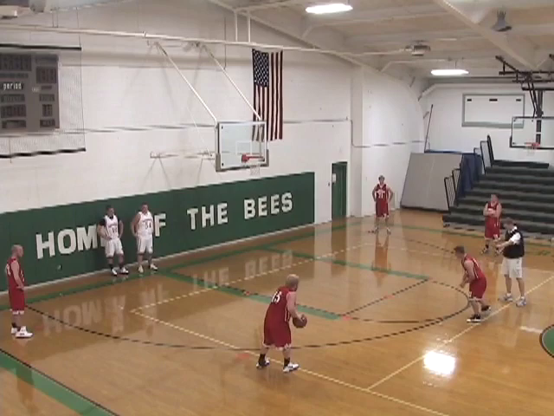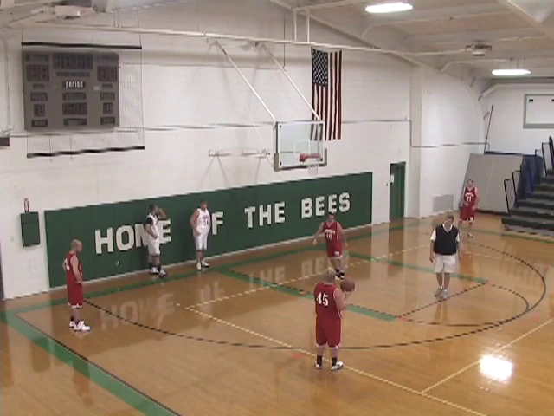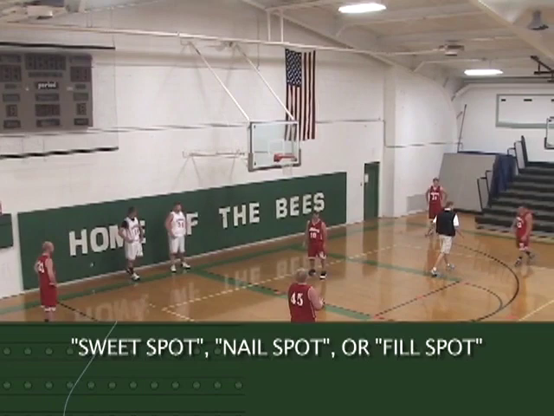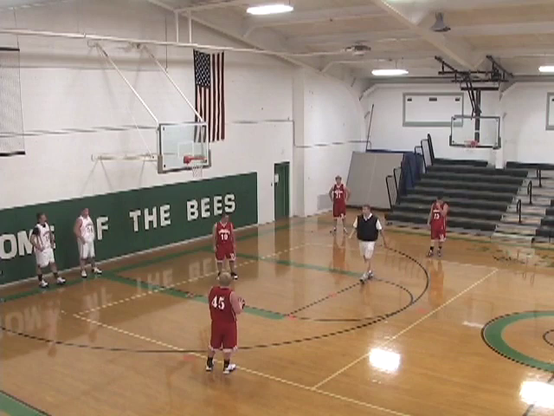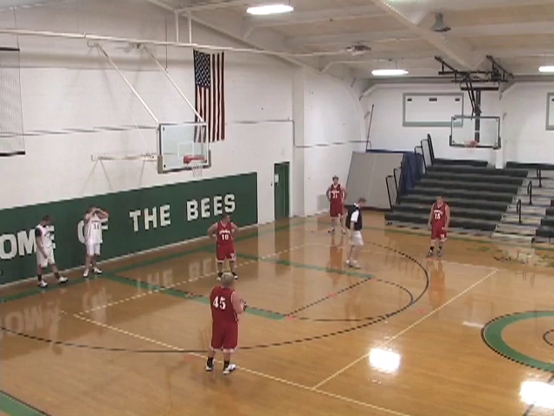Now, what we have here is an X that is right here at the free throw line. This is what is known as the sweet spot, nail spot, fill spot. A direct line from Clayton to Gary right here. The reason this spot is so important is this is an easy read for Gary, in which if I'm guarding Clayton Strunk and the ball's passed, I should be in help side here.